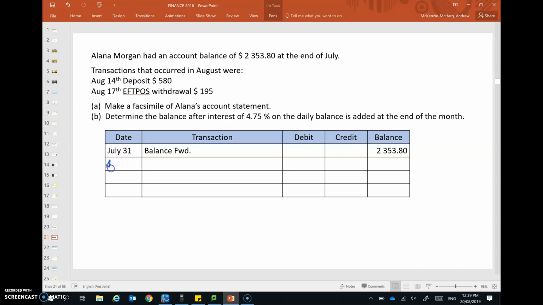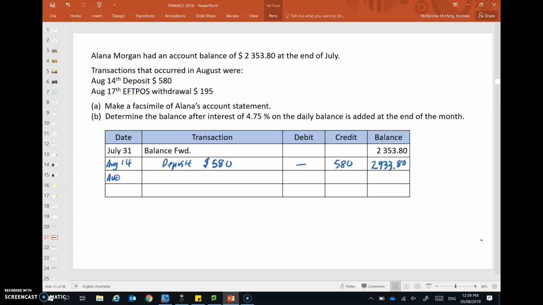Okay, so we've got August 14th. We've got a deposit of $580, so that's going to be a credit of $580, and we can add that onto that balance there, and we get $2,933.80. I'll show you all the calculations for this afterwards. So that's adding that deposit on.